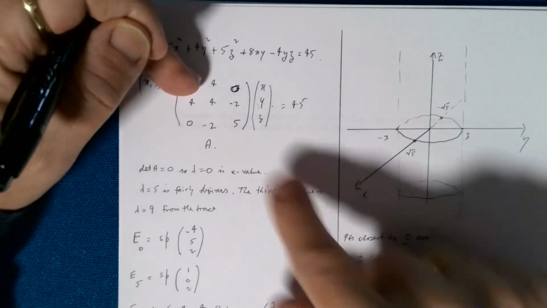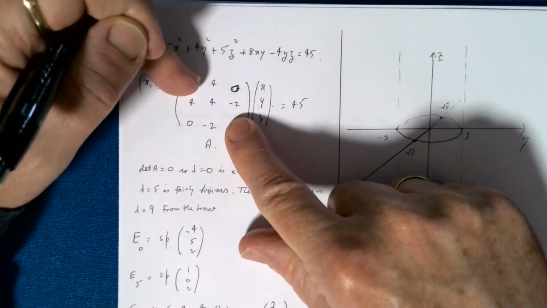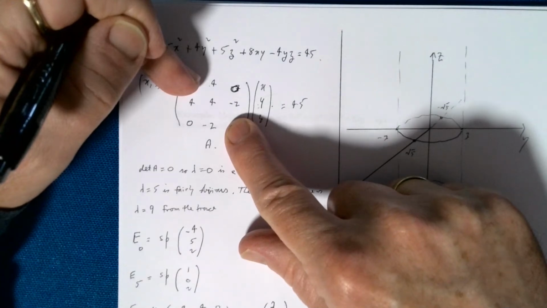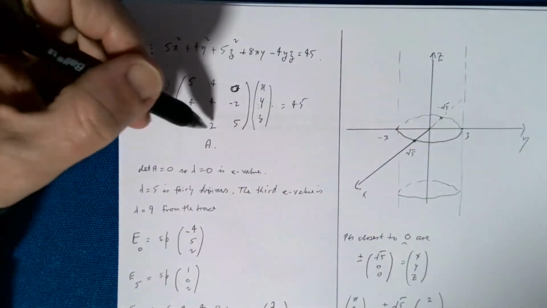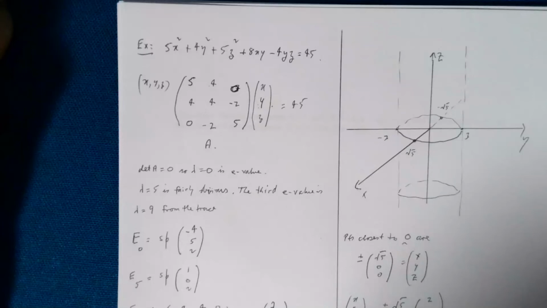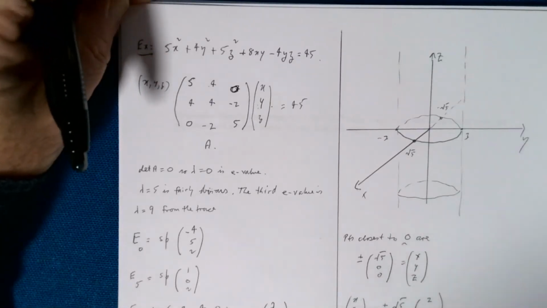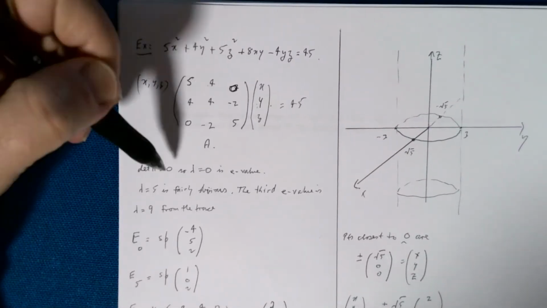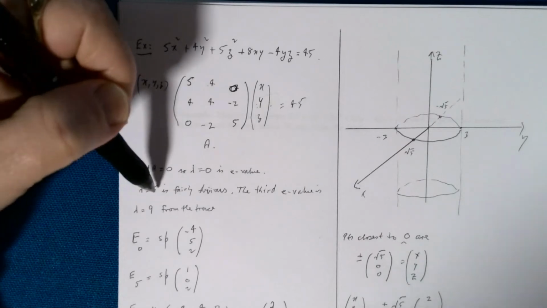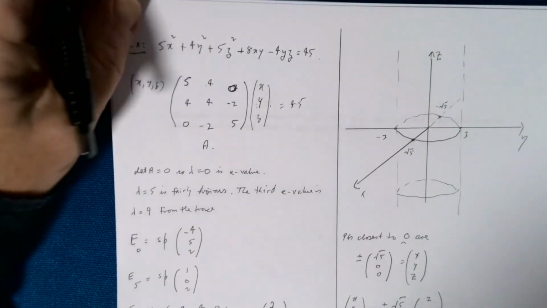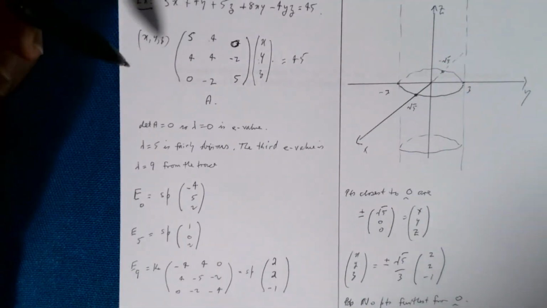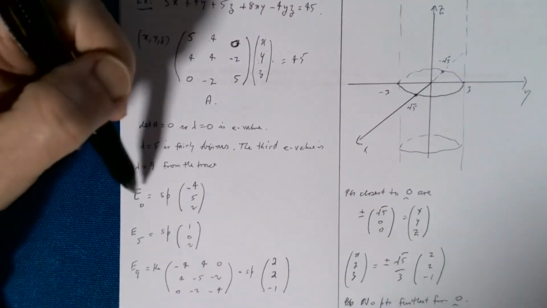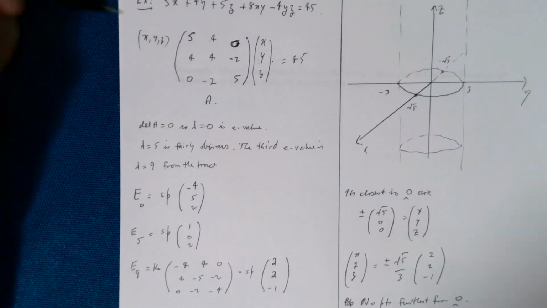If I subtract 5 off the main diagonal, if you look at the top row and the bottom row, I'm going to get 0, 4, 0 and 0, minus 2, 0, which are obvious multiples of each other. So lambda equals 0 because the determinant's 0. And then lambda equals 5 is fairly obvious. And then from the trace, we get lambda equals 9 for the other eigenvalue, because the trace of this is 14.